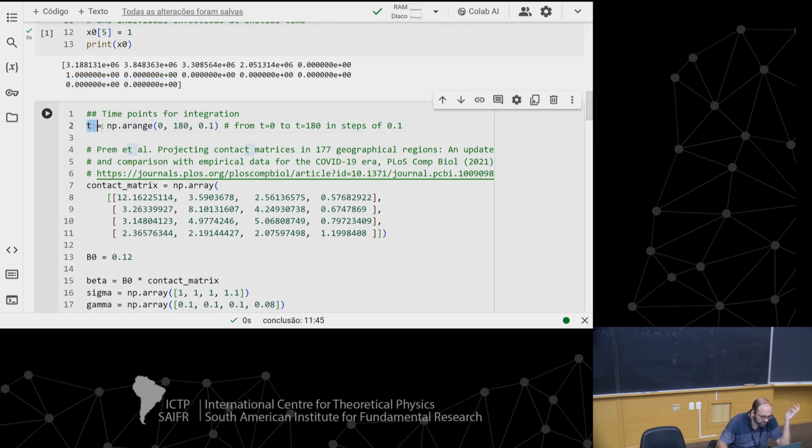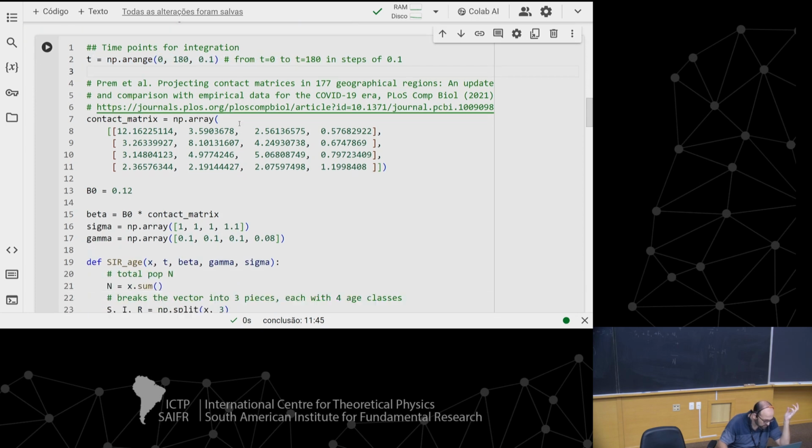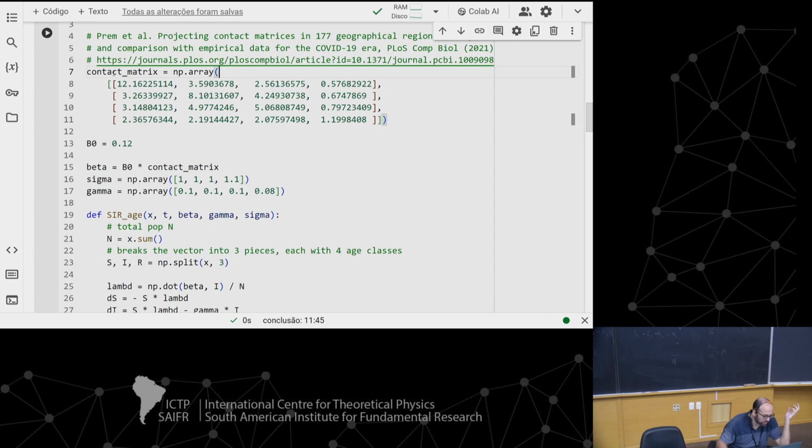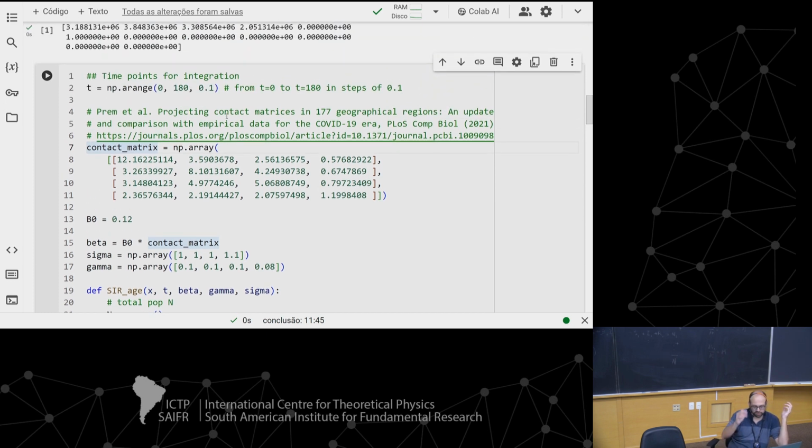I have to give you the time, so I'm going from 0 to 108. And now this is the contact matrix, okay? I won't go into detail here, but these essentially are values that we got from this paper here. And it's a whole discussion of how to measure this, right? This is quantitative social sciences, right? So people go and do interviews and count the statistics on how many interactions and how many contacts people have with other individuals of each age class, and so on, okay?